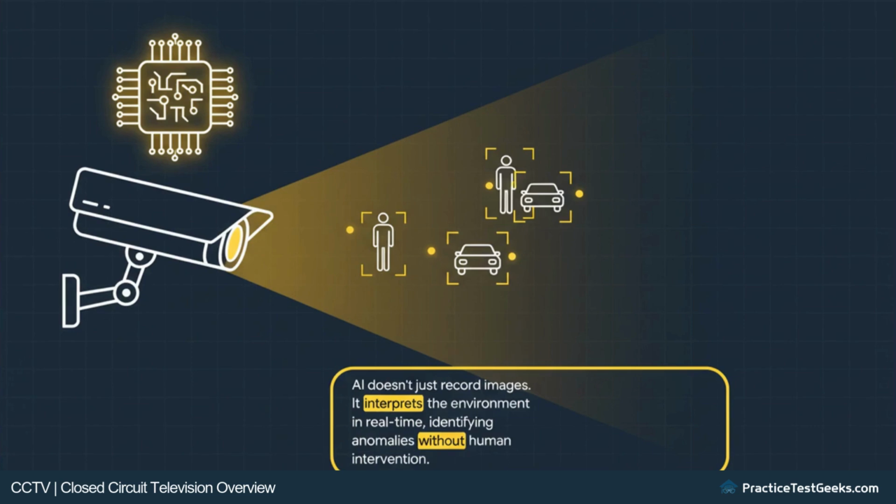And look, this is where it gets really wild. AI isn't just about recording video anymore. It's about interpreting what's happening in real time. It can spot patterns, detect weird anomalies, and send out alerts, all without a person having to stare at a screen for hours. The camera isn't just a passive eye anymore. It's actually understanding what it sees.